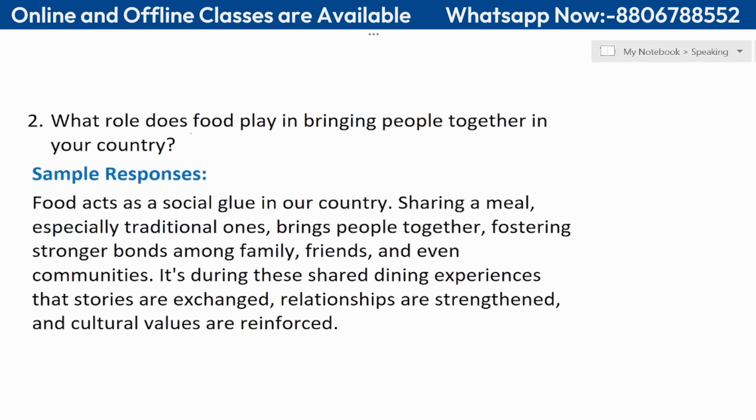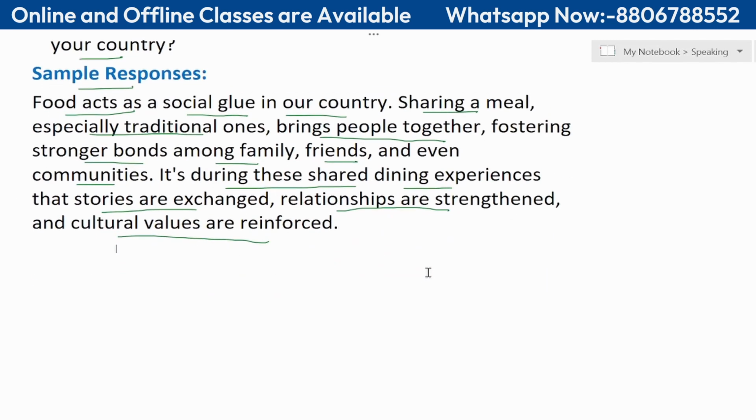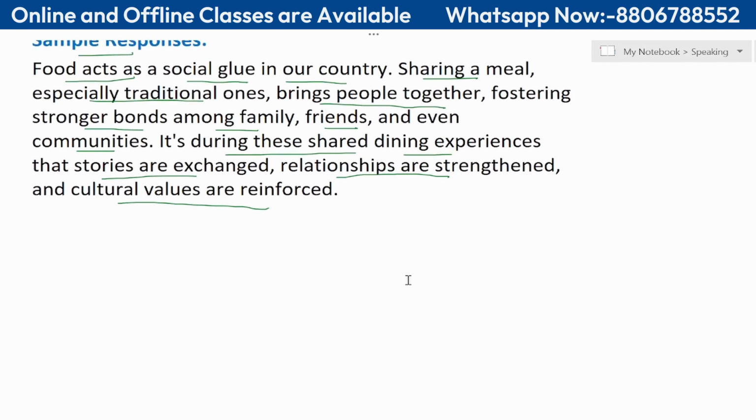What role does food play in bringing people together in your country? And the sample response can be: food acts as a social glue in our country. Sharing a meal, especially traditional ones, brings people together, fostering stronger bonds among family, friends, and even communities. It's during these shared dining experiences that stories are exchanged, relationships are strengthened, and cultural values are reinforced. Yes, so you can see the different variety of vocabulary being used and the sentence construction in relation to the response.